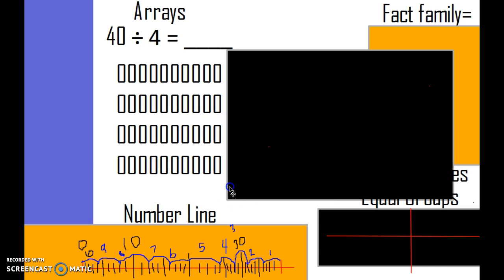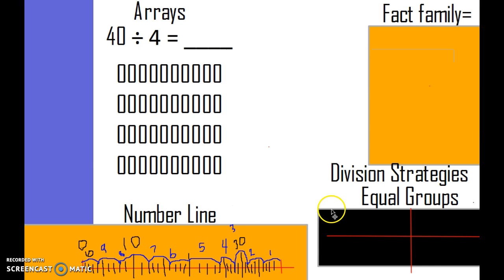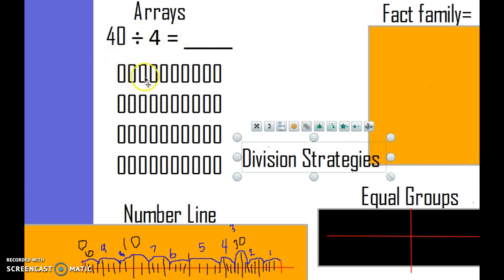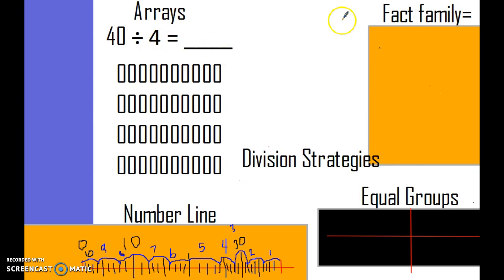How did we do? Alright, 1, 2, 3, 4, 5, 6, 7, 8, 9, 10. So 40 divided into 4 equal groups is 10. And it's the same answer every time. 1 through 10. So our answer is 40 divided by 4 equals 10. And I'll show this in 4 different strategies, and eventually you'll be able to pick your own.